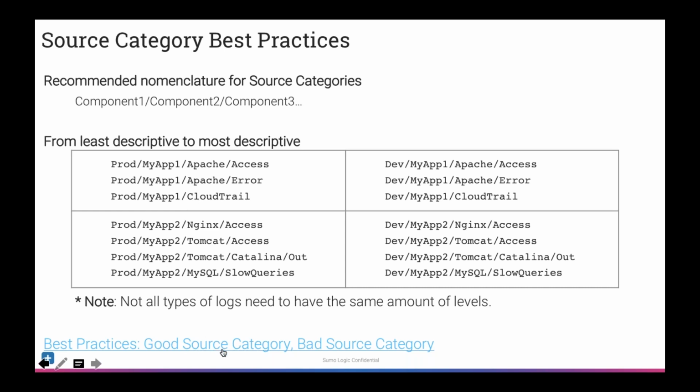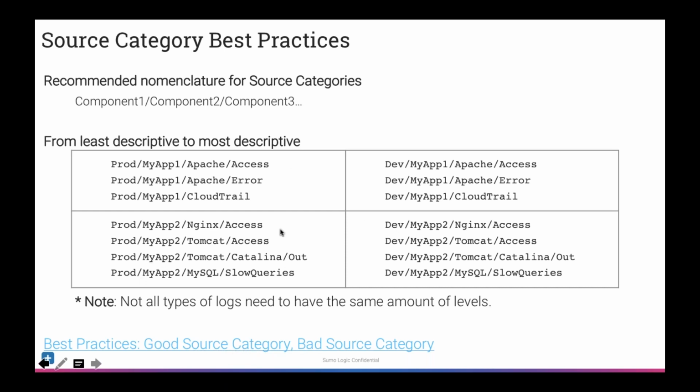By the way, here is a good blog for you guys to check out. It's called Good Source Category, Bad Source Category. It's easy to talk about what a good thing should look like, but when you see a bad example, it brings it home. You're kind of like, oh yeah, okay, I see what you mean with that. So when you get a chance, take a peek at that as well.